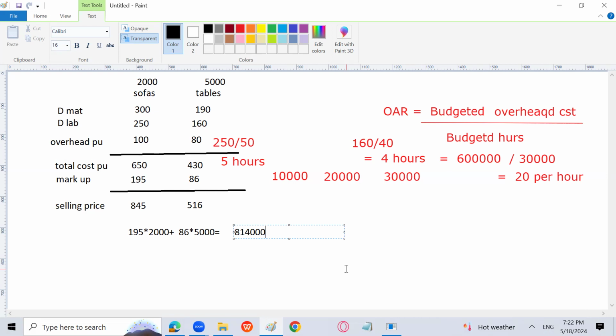This is what we have calculated, the selling price and the total profit by using absorption costing. Actually, we have used absorption costing. We haven't used ABC costing over here. We have solved the question through absorption costing currently. And now we will solve the next part. Now let's move towards the next part and see how we are going to move forward.